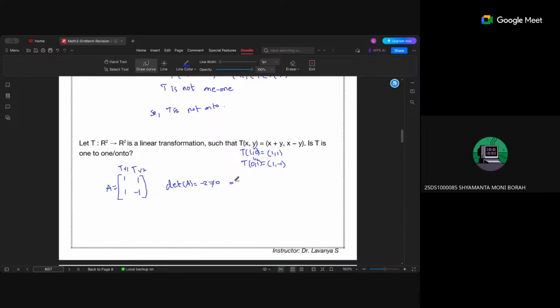Full rank matrix, right? Yes. Rank of A is 2. So if rank of A is 2, you know that T is onto, and it is 1-to-1 as well. So you can use matrices also to conclude 1-to-1 and onto.